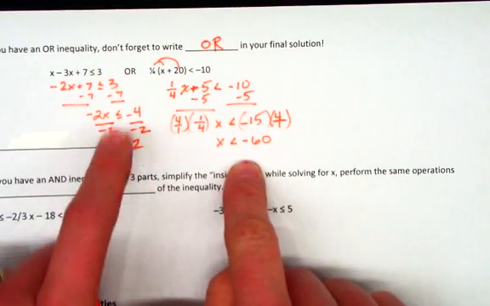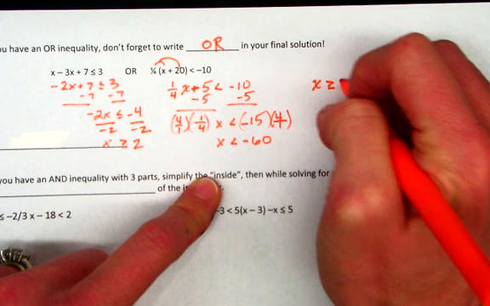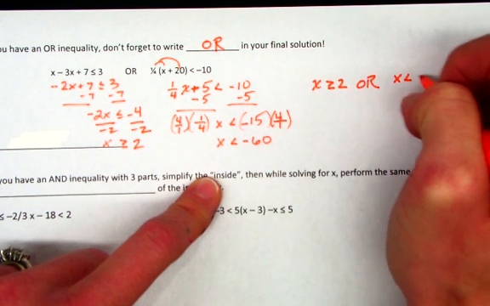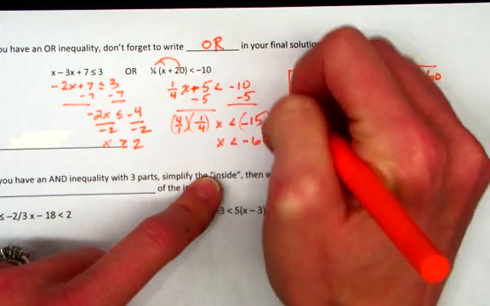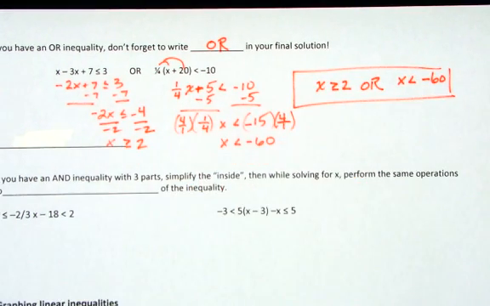So the final answer, again, you don't want to forget that or there. So the final answer is x is greater than or equal to 2, or x is less than negative 60. So make sure to write the or. Don't just write the two inequalities.